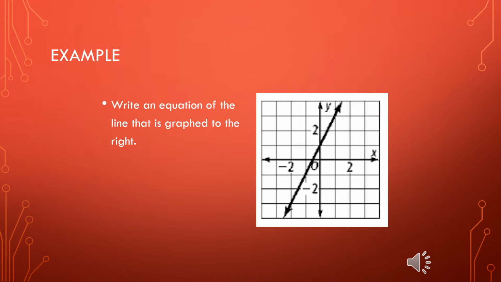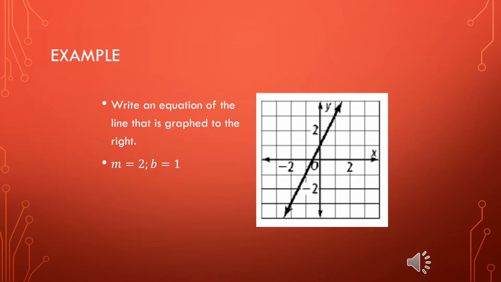Here's another example. Write an equation for the line that is graphed to the right. Pause the video at this point to give yourself a chance to do the example. So the first thing that we have to do is find out the slope and the y-intercept. If we take a look at the line, we can see it crosses the y-axis at 1. So my b is equal to 1.